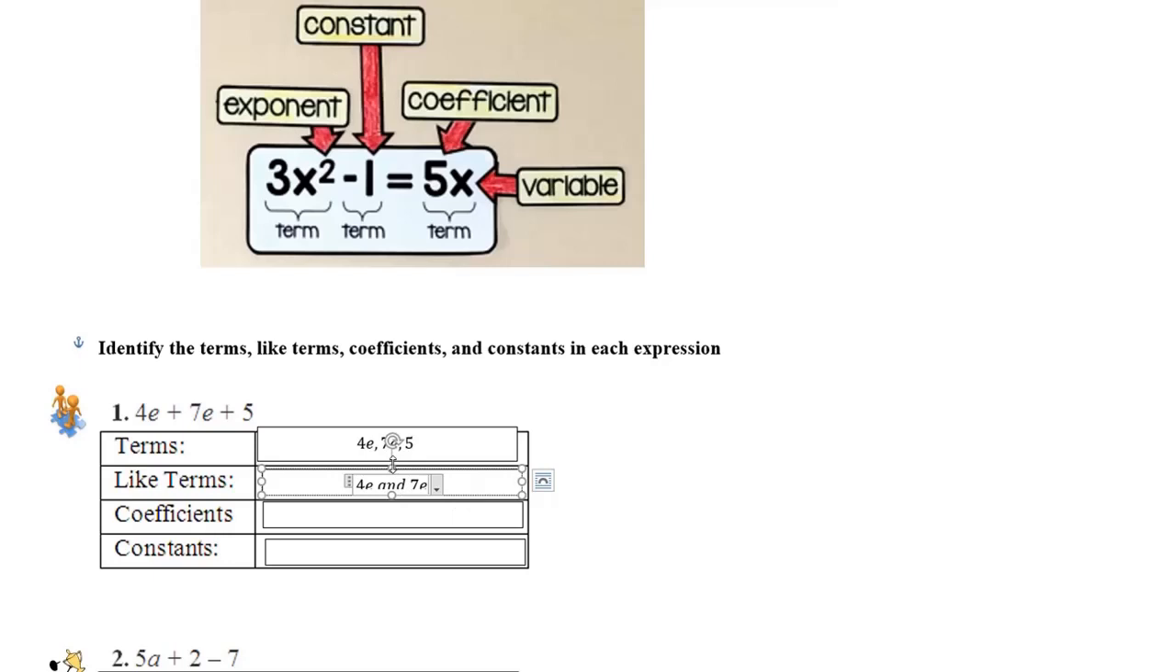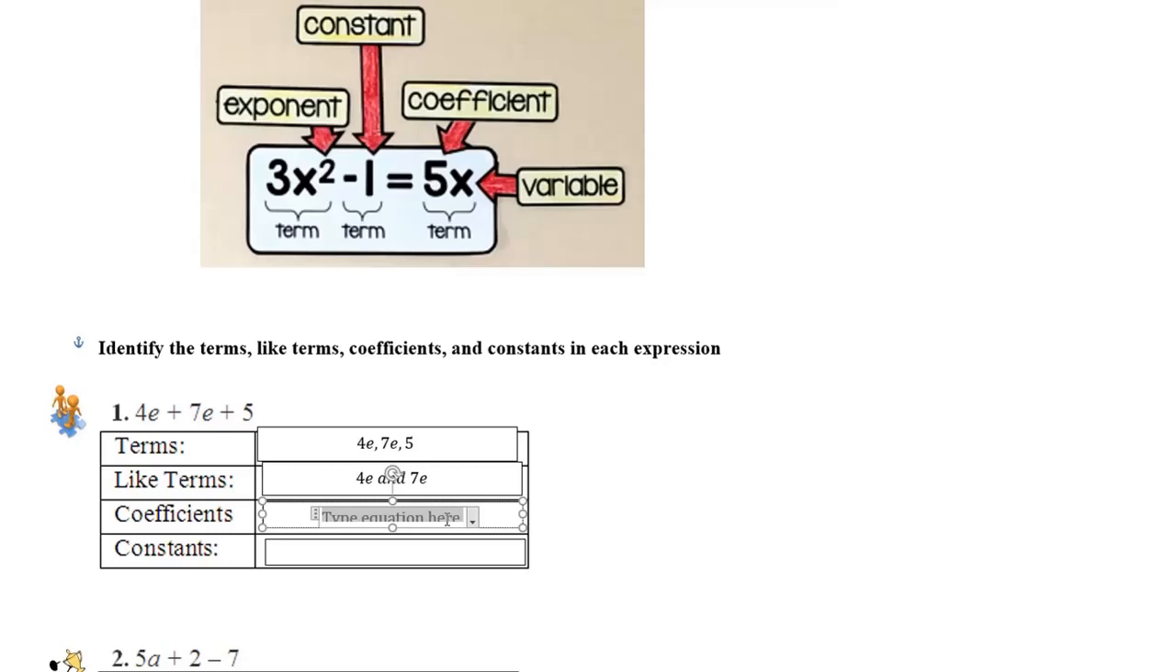Good. How did you know they were alike? Excellent. Okay, moving on. Coefficients. Which numbers are the coefficients? Alex. Sam, do you agree or disagree with Alex's answer? Can you explain? And why did you know that?